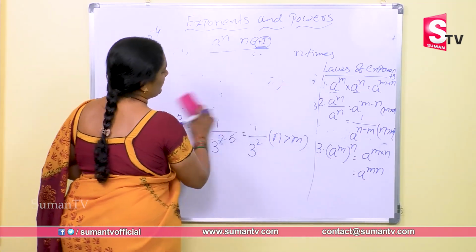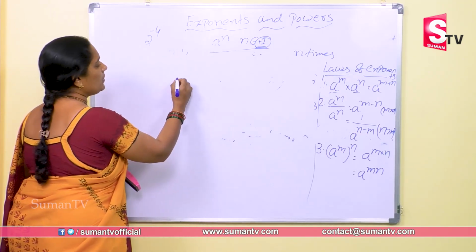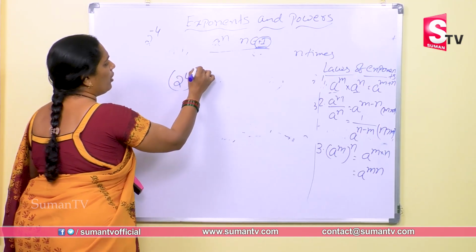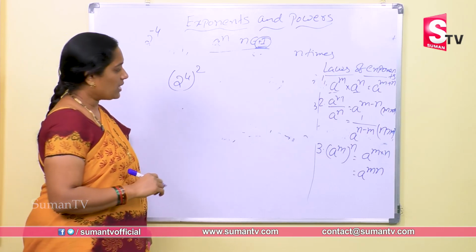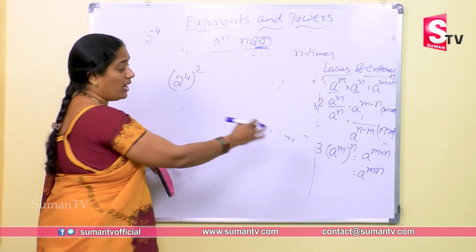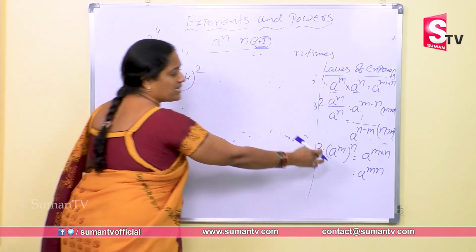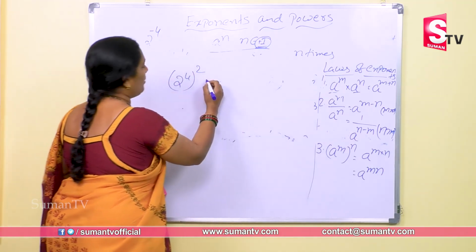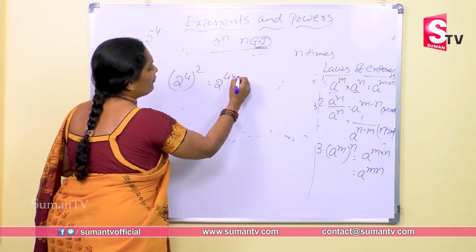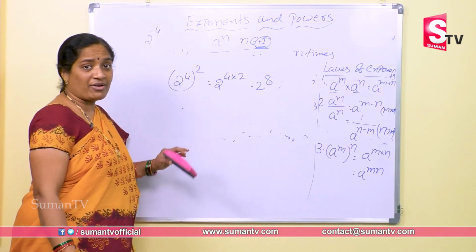How do you apply it? Suppose 2 to the power of 4 whole to the power of 2 is there. Clearly you have to apply the formula, compare with the formula. A power m, 2 power 4 whole power 2. What is the simplest form? A power m into n, nothing but 2 power 4 into 2, nothing but 2 power 8. Right? Easily you can find.